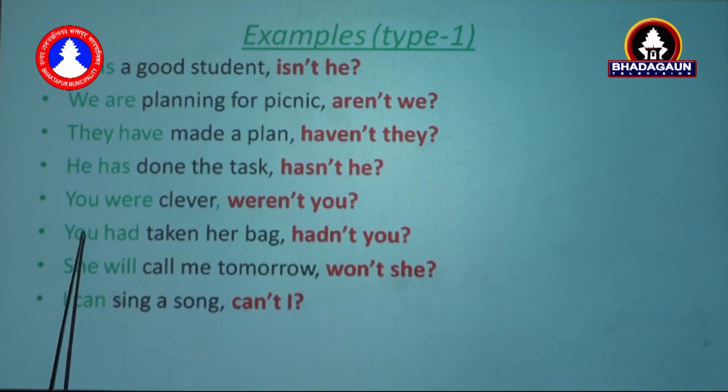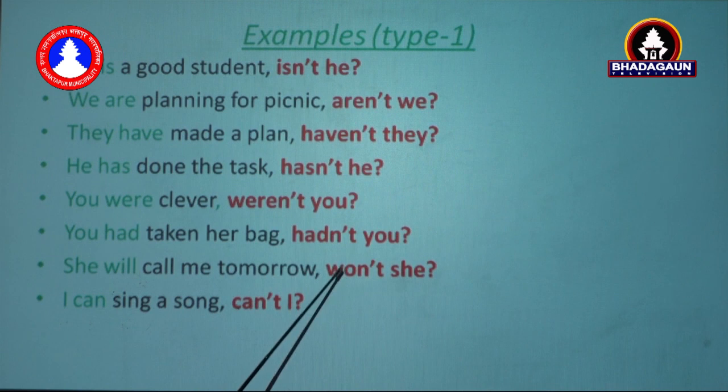So the pronoun is already there, so no need to change it; use the same pronoun in the tag. She will call me tomorrow. Will is the auxiliary verb, so the tag uses won't. Will not, the contraction form of will not, is won't. See, I can sing a song. Can is the auxiliary verb, so can't.